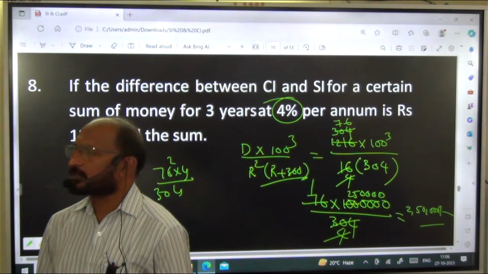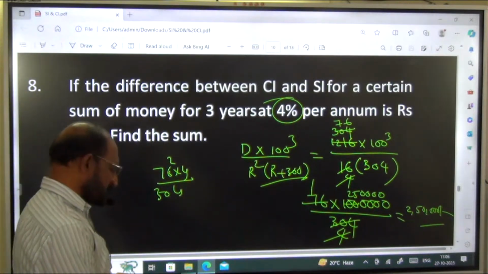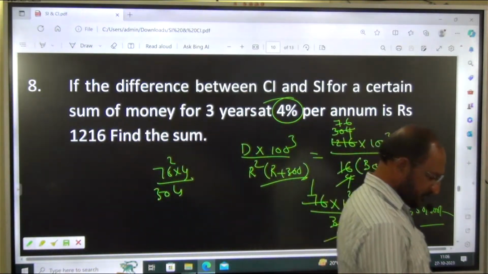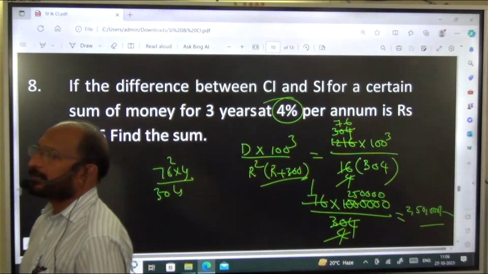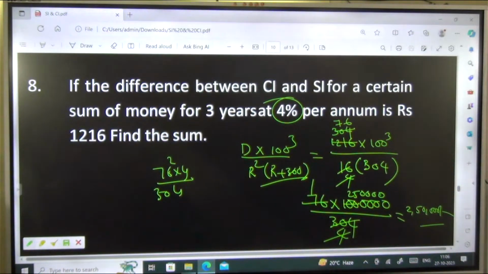2 lakhs 50,000. We got it. Very good. Super. Good. Super. Very good. 2 lakhs 50,000.